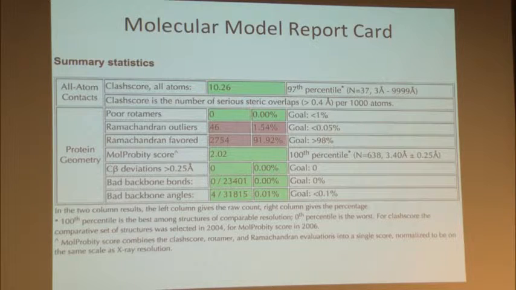Now, there are many different scores. One of the important ones is the molprobity score. We ranked in the 100th percentile. That means for the structure we solved at 3.3 angstrom resolution, compared to all the 3.3 angstrom resolution structures solved by X-ray crystallography, we are among the best. So I think this is where the state of the art is.